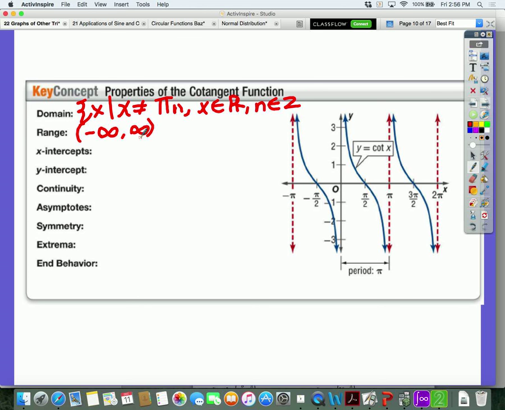Its x-intercepts change as well, because if you remember from tangent, all your x-intercepts were multiples of pi. This one is pi over 2 plus n pi. You don't have a y-intercept. What's happening on your y-axis? There's an asymptote there. It has infinite discontinuity, just like tangent, but this time it's happening at every pi.